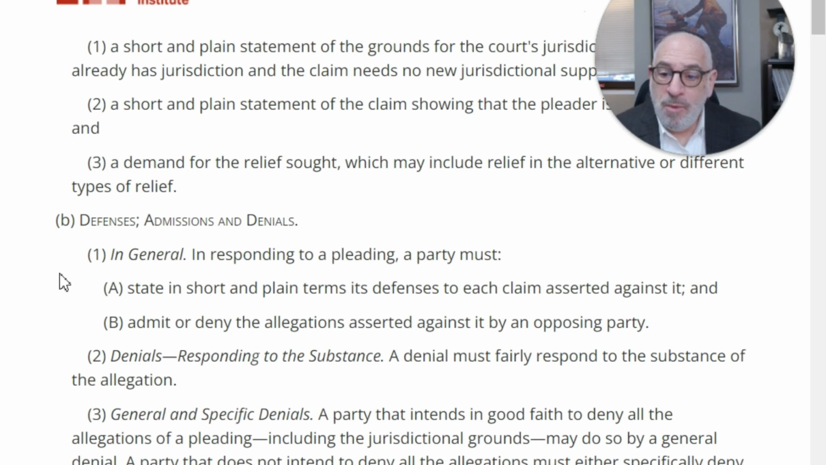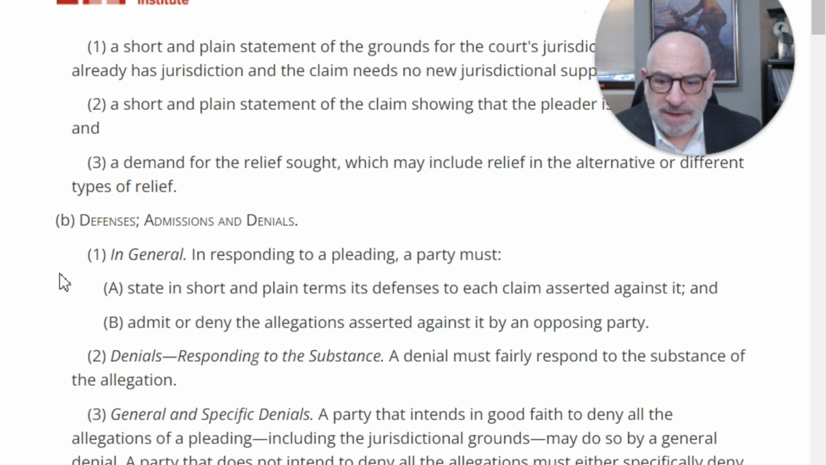Okay? (b)(1)(A), in general, in responding to a pleading, a party must state in short and plain terms its defenses to each claim asserted against it. We'll see what that means. And admit or deny the allegations asserted against it by an opposing party. Denials. A denial must fairly respond to the substance of the allegation.